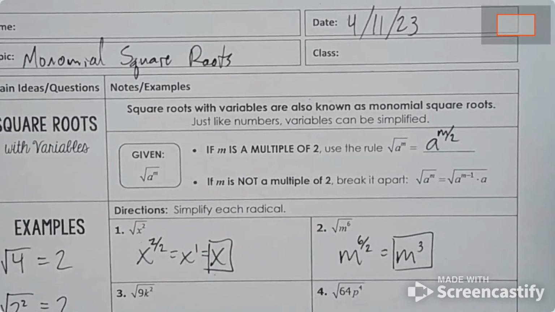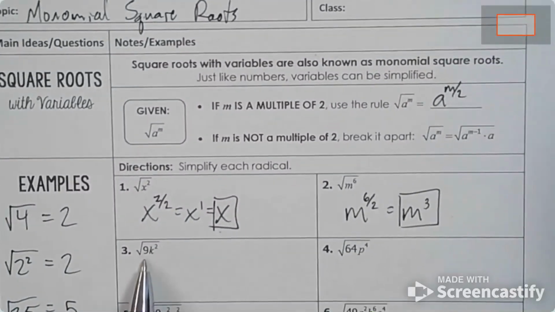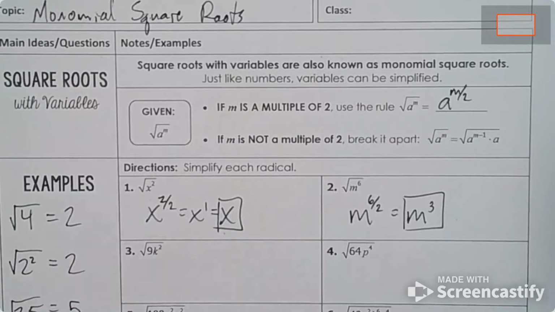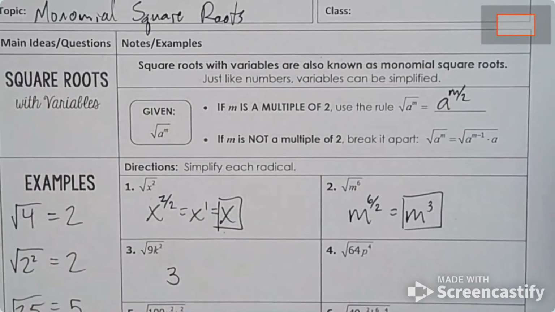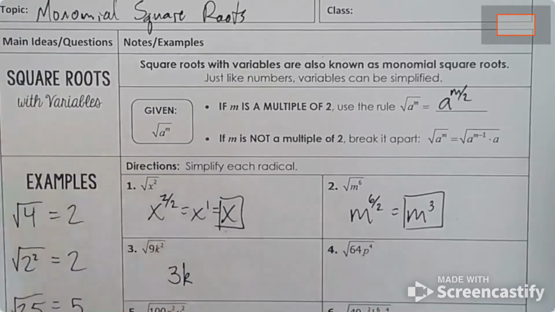So on number 3, we are going to square root both the number and the variable. Are you just going to cut k in half? So what is the square root of 9, first of all? What multiplies by itself to equal 9? Oh, 3, yeah. So 3, and then cut the exponent in half. We get k to the first power, just k, so the answer is 3k.